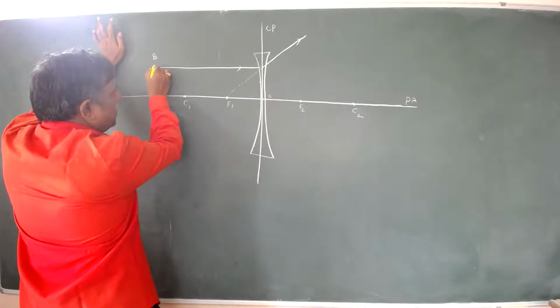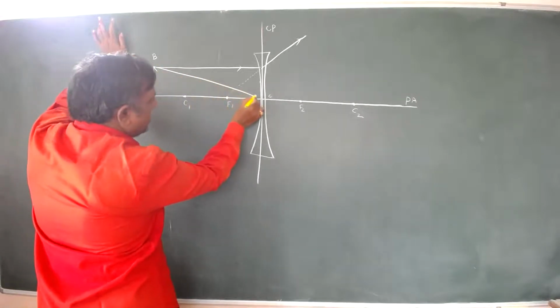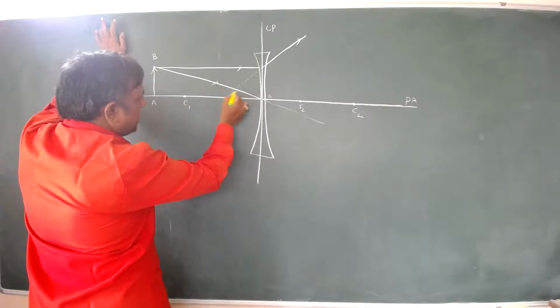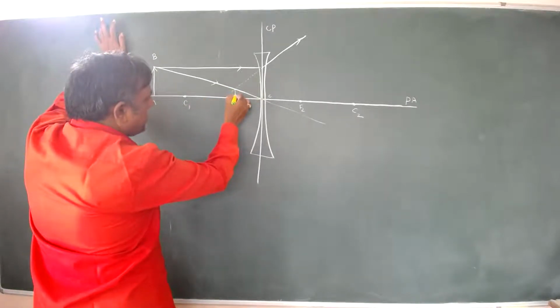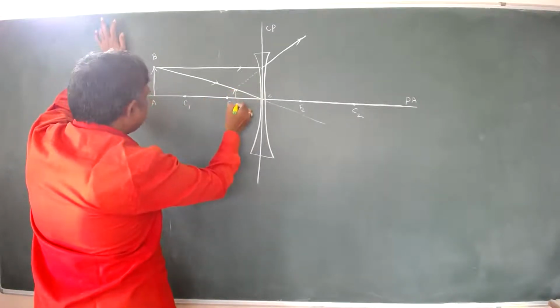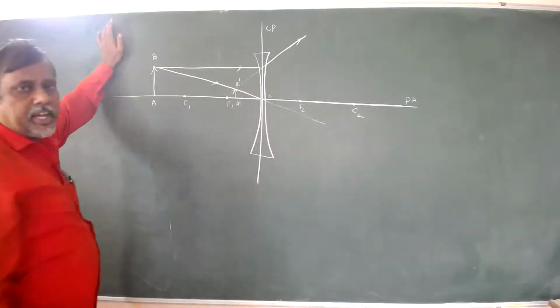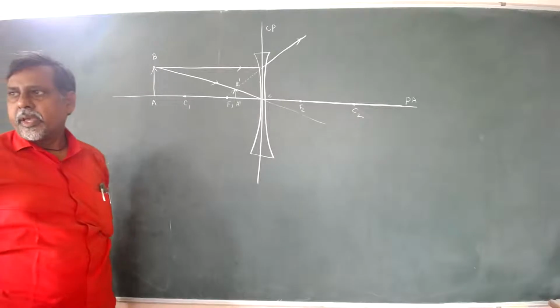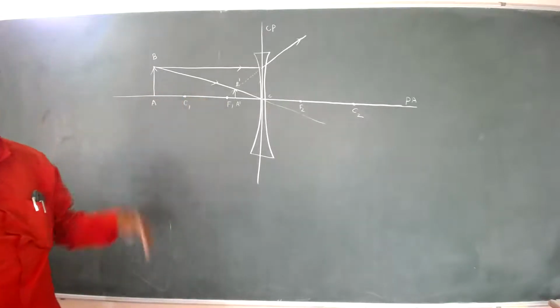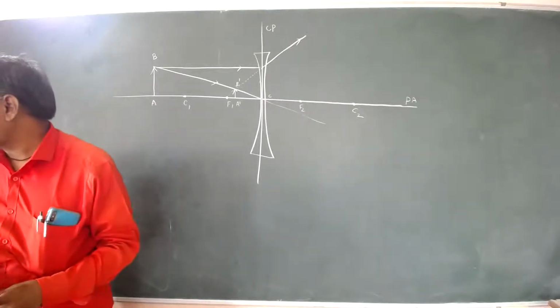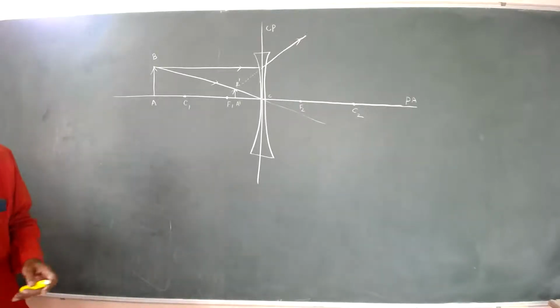So this I will be just taking over here. So this is the optic center. This light ray and this virtual light ray, both will intersect over here. So this becomes the image formation, that is A dash, B dash. The image gets formed on the same side, which is virtual, diminished, and erect. This is the image formation in the case of the concave lens.